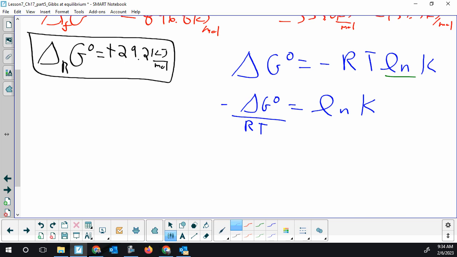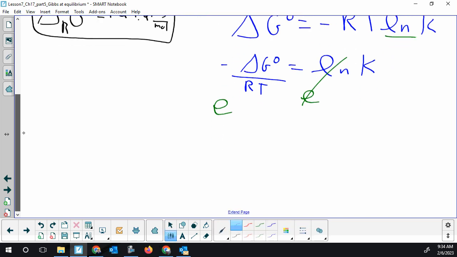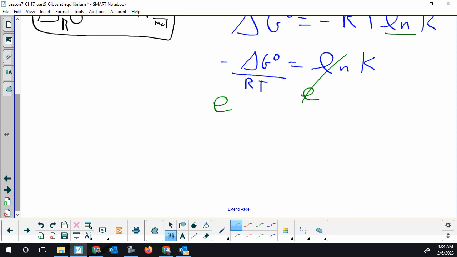How do we get rid of a natural log? That's where we have to use a base of e. If it was a regular log, you'd use a base of 10. But we're going to raise each of these to the power of e. e to the natural log of K, that cancels out. So e is Euler's number. So I'm going to flip the sides. K is isolated on the right. I'm going to write it on the left. And we have e to the minus delta G naught over RT. That's how we're going to get the equilibrium constant.